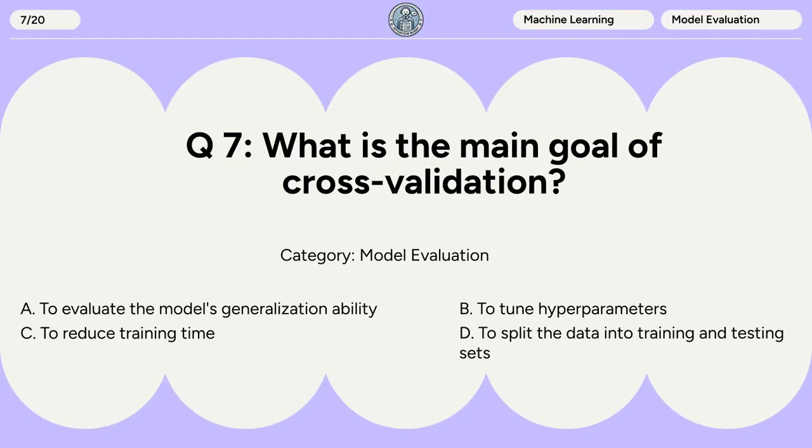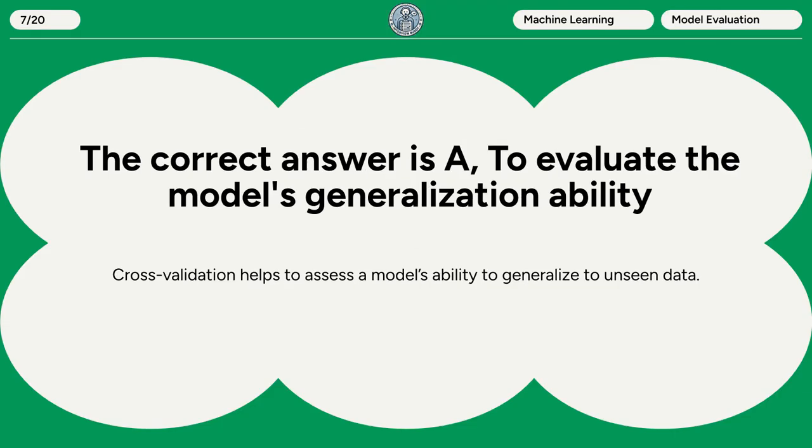Question 7. What is the main goal of cross-validation? A. To evaluate the model's generalization ability. B. To tune hyperparameters. C. To reduce training time. D. To split the data into training and testing sets. The correct answer is A. To evaluate the model's generalization ability. Cross-validation helps to assess a model's ability to generalize to unseen data.